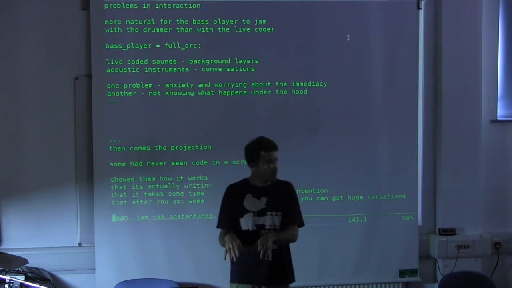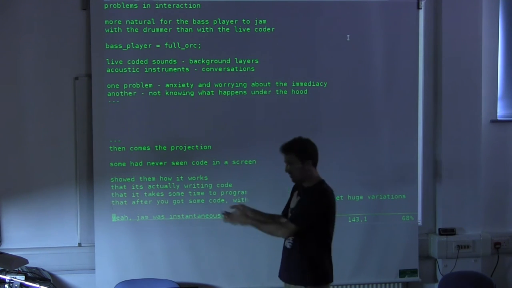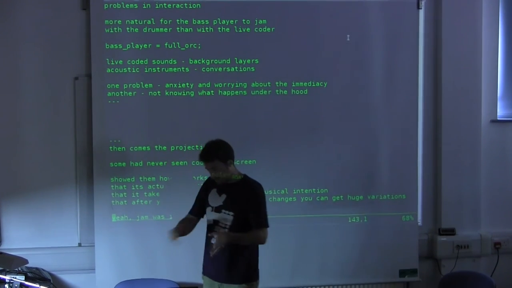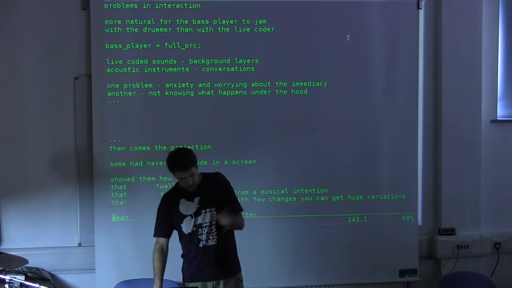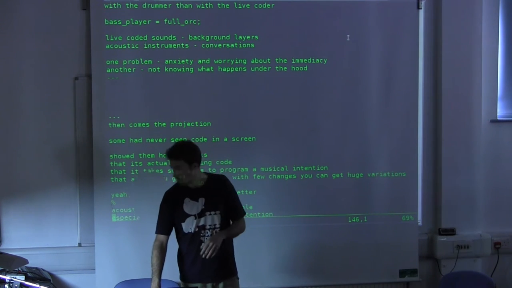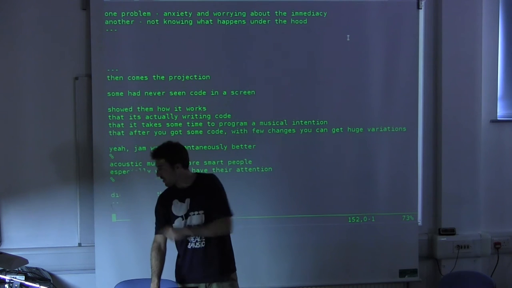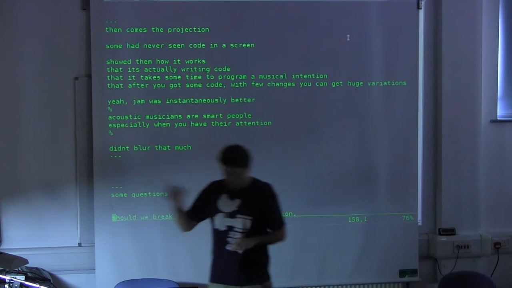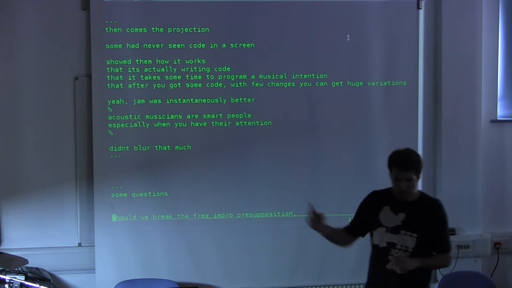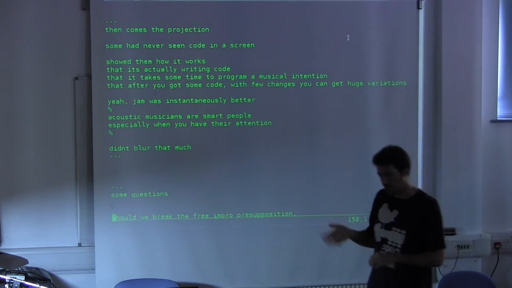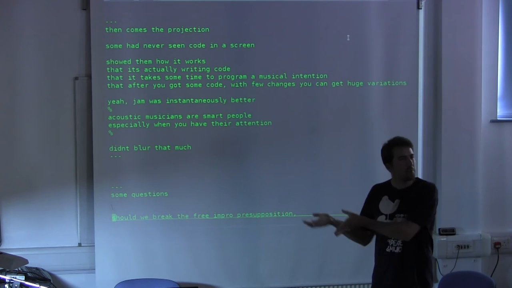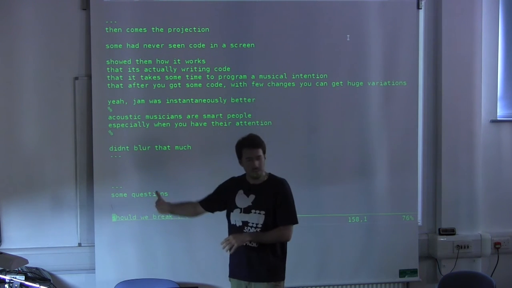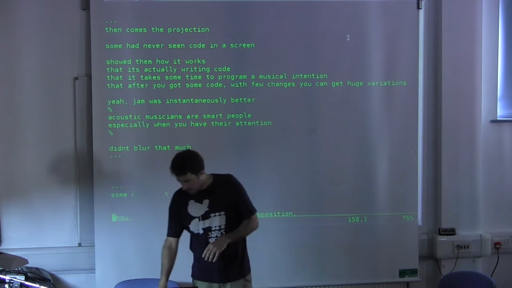But after you get some code with a few variations, you can get huge outcomes. And yeah, instantaneously the interaction, the jam, was better. And a little comment: they are very smart people when you have their attention. Also, we tried that in some of our concert presentations, and we didn't blur the attention that much. So from there we kept the projection thing.